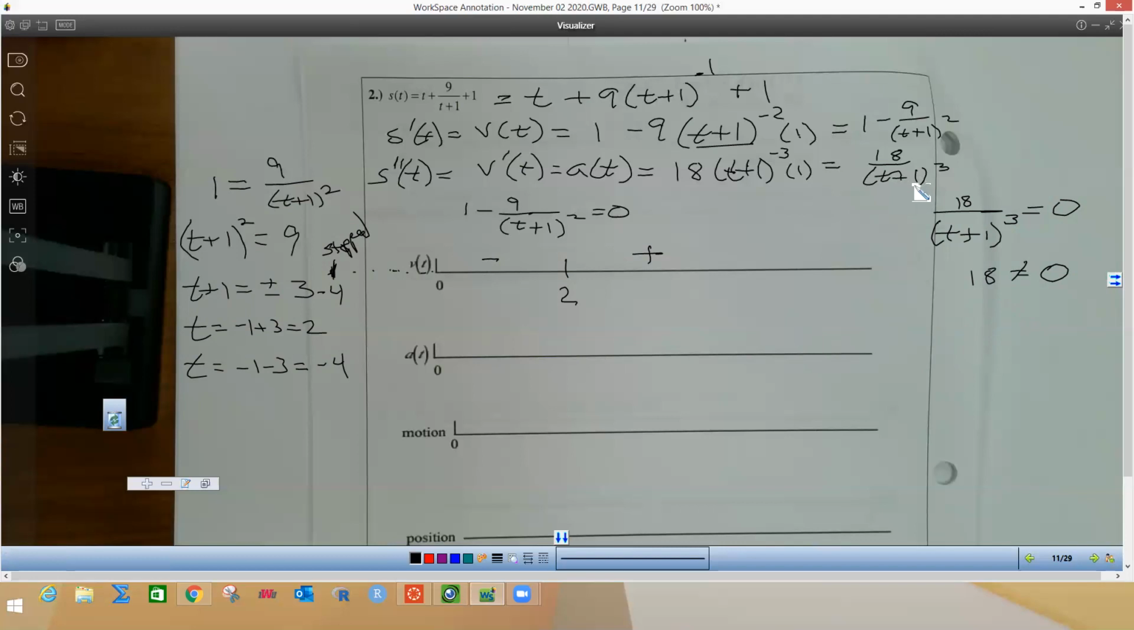Should have got my calculator out. 2 cubed is 8. 18 divided by 8 is a positive number. So that means this thing is positive the entire time. So acceleration is accelerating to the right.